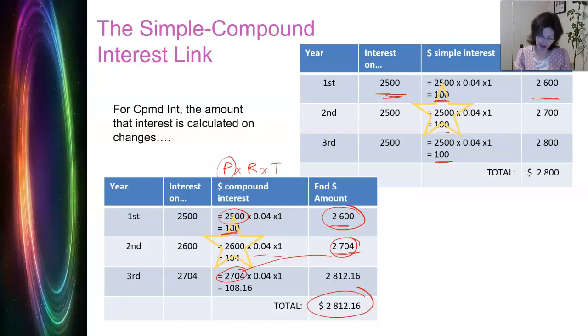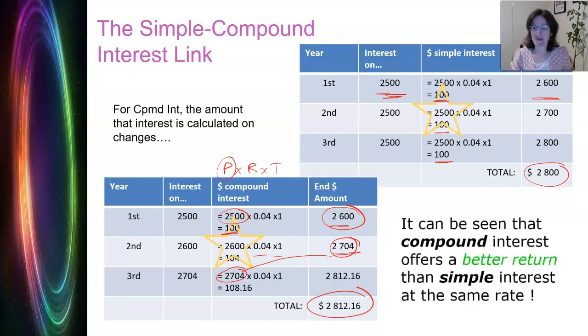Having a look at the total amount, this is quite a small example, so it's not a huge difference. Simple interest was $2,800 after the 3-year investment. This is $2,812.16. So not much difference at this point in time, but as the numbers get bigger, it compounds even more.